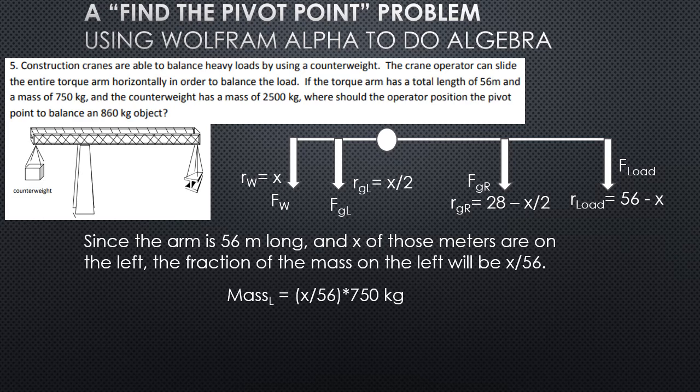So how much mass is on the left side? Well, the left side portion of the crane is X divided by 56. So that means the mass on the left is going to be X divided by 56 of the full 750. So the whole crane itself is 56. The left side has X of that. So that tells us what fraction of the crane is the left side. Then we multiply that by 750 to figure out what fraction of that 750 kilograms is on the left side.